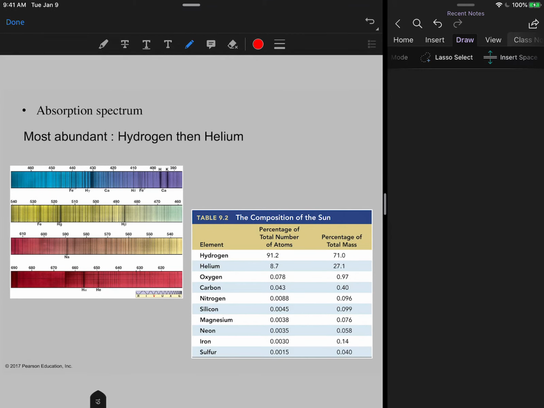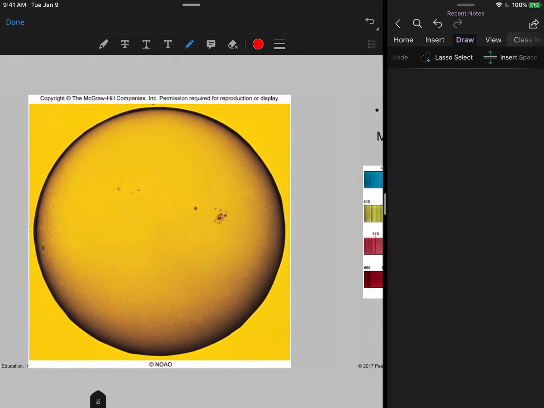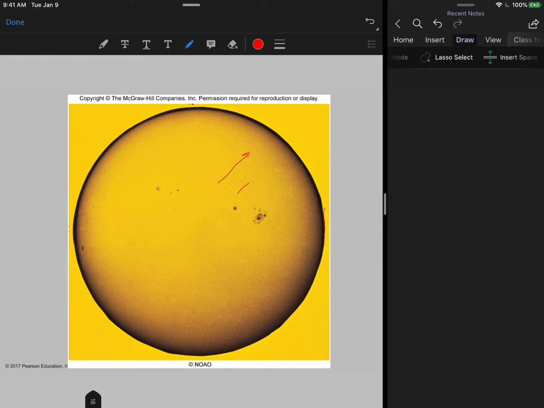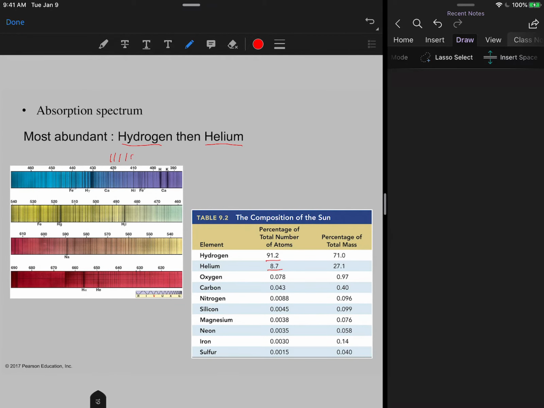Some other properties of the sun. The most abundant gases in the sun are hydrogen and helium. You can see that it is 92% hydrogen, and the next most abundant is helium. And the sun also emits an absorption spectrum. The reason why is because all of the heat or energy that comes from the sun has to pass through the surface. And as it passes through the surface, gases absorb some sections of that light. So what you get is the light from the inside, but with some gaps or some missing parts. So you get an absorption spectrum.